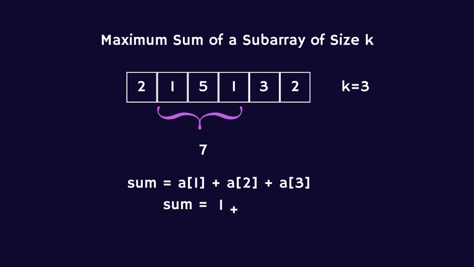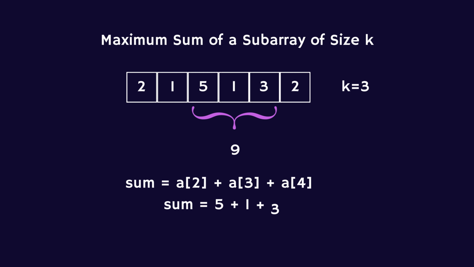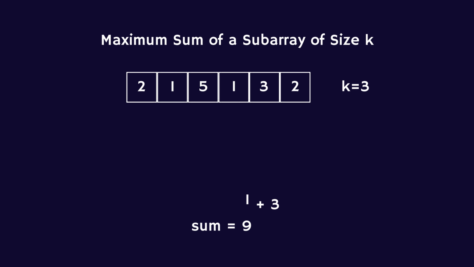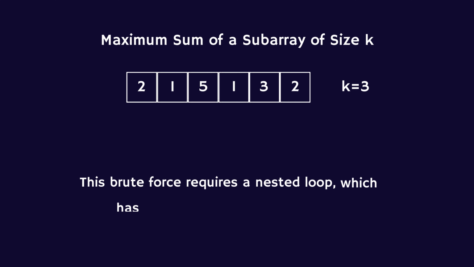Then moving to the second three elements and keep calculating the sums for all the subarrays with length of k, and so on. But this solution is inefficient. It requires a nested loop which has a time complexity of O of n multiplied by k.